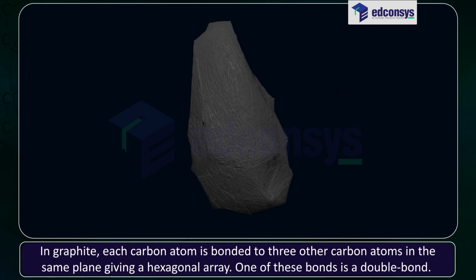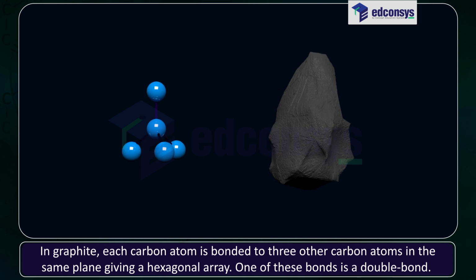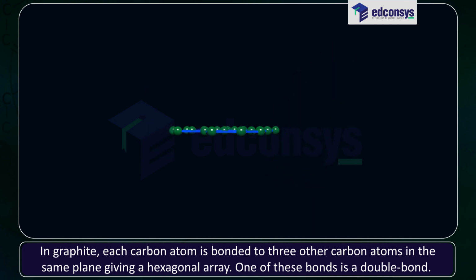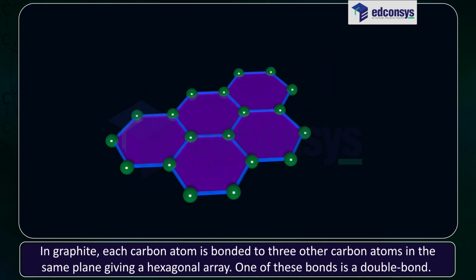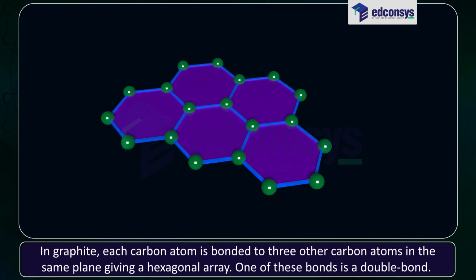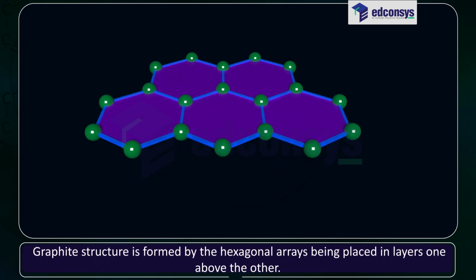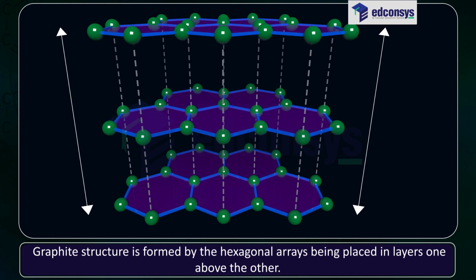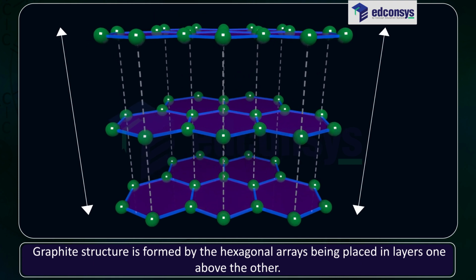In graphite, each carbon atom is bonded to 3 other carbon atoms in the same plane, giving a hexagonal array. One of these bonds is a double bond. Graphite structure is formed by the hexagonal arrays being placed in layers one above the other.